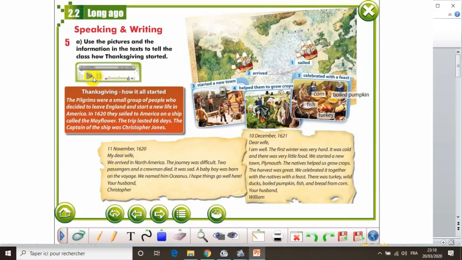The Pilgrims sailed from England in the Mayflower in 1620. They arrived in America and started a new town. Okay, it has nothing to do with you. Already seen this.